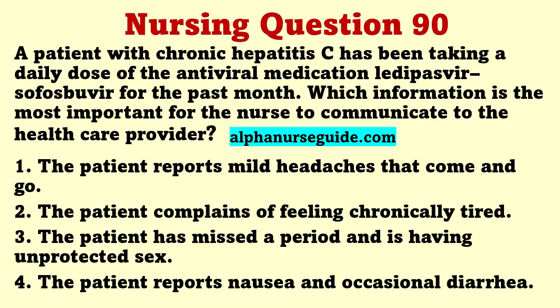A patient with chronic hepatitis C has been taking a daily dose of the antiviral medication Ledipasvir/Sofosbuvir for the past month. Which information is the most important for the nurse to communicate to the healthcare provider? 1. The patient reports mild headaches that come and go. 2. The patient complains of feeling chronically tired. 3. The patient has missed a period and is having unprotected sex. 4. The patient reports nausea and occasional diarrhea.